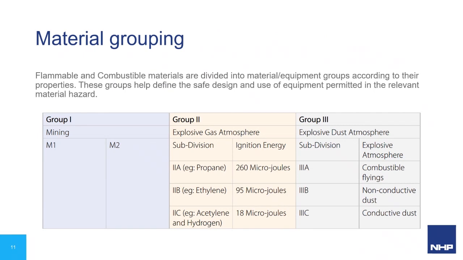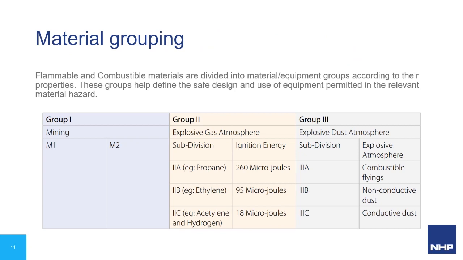Now, as you can see, there are a lot of different properties which affect the likelihood of a combustible material becoming an explosive hazard, and not all materials are alike. So it makes sense to split them up into groups, and this helps quite considerably when figuring out what sort of equipment we can put into these areas. So group one is for underground coal mining, and they have some very specific requirements, which we won't really cover today. In most cases, you will find sites which fall under groups 2 and 3 and their subgroups.